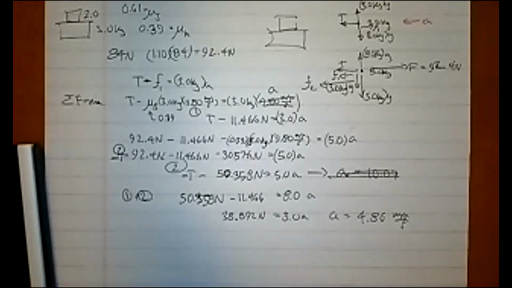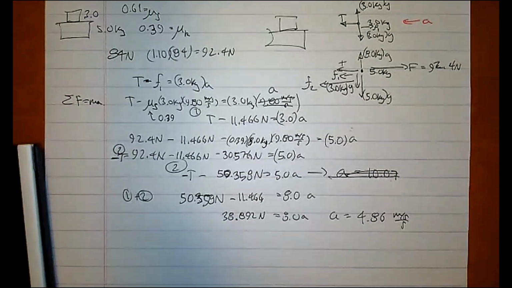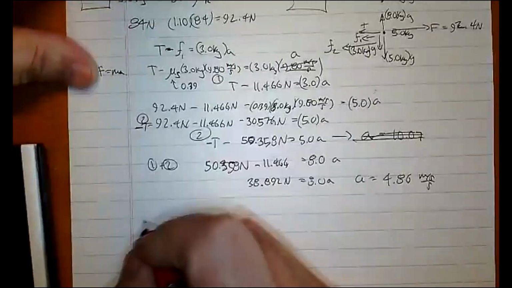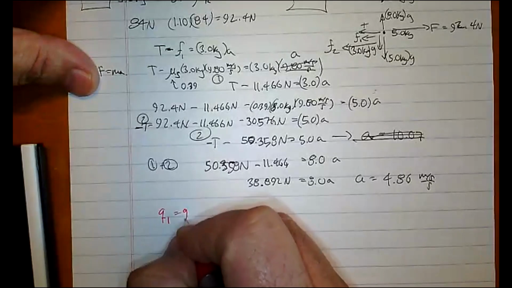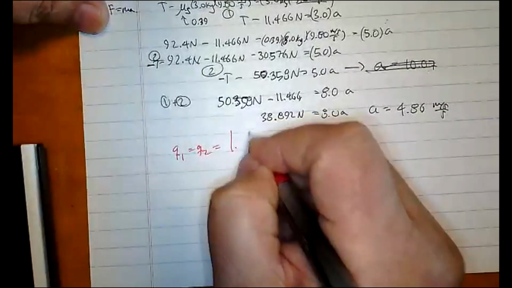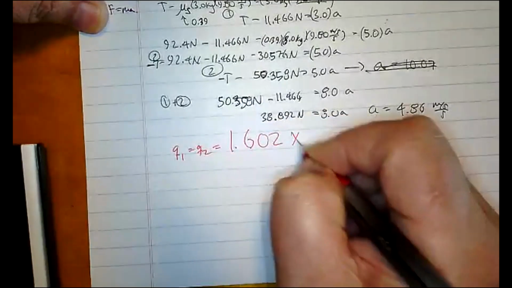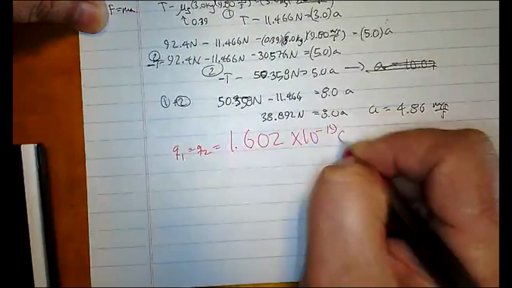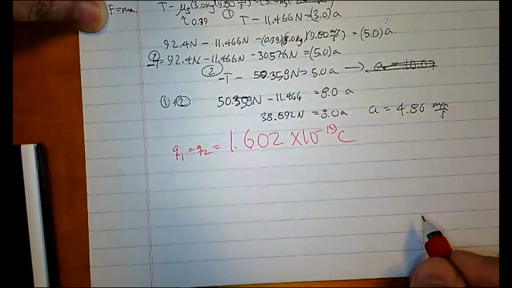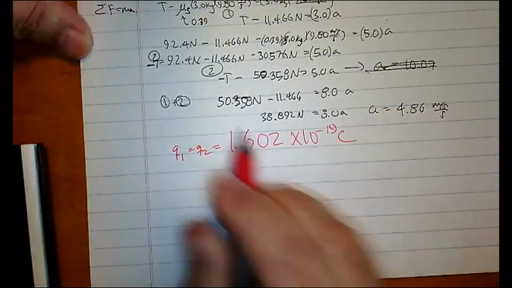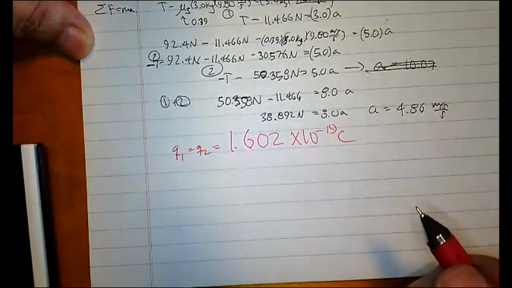Also, I need the Q1 and Q2 for the extra credit and Bohr's radius. Q1 equals Q2 equals 1.602 times 10 to the negative 19th coulombs. So that's the charge of the electron and the proton. The electron, of course, is negative and the proton's positive.